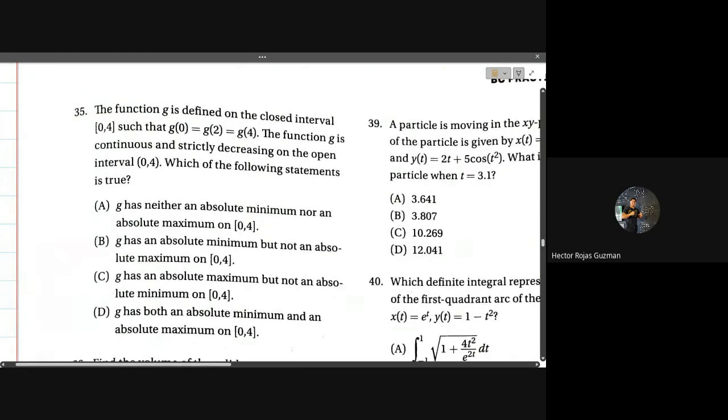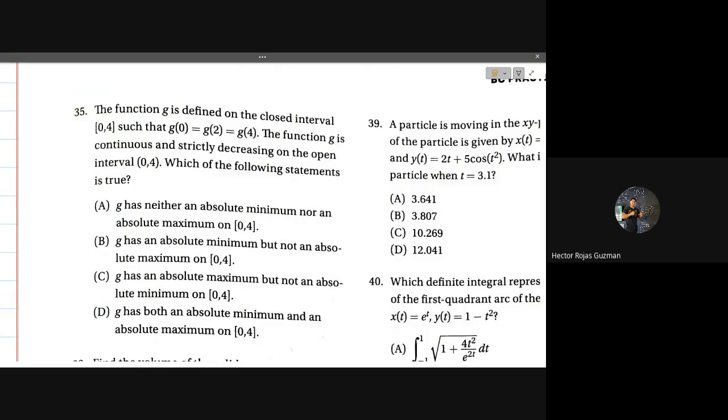35. The function g is defined on the closed interval, and we know that g of 0 is equal to g of 2 and is equal to g of 4. The function g is continuous. Okay, it's continuous and strictly decreasing. Which of the following statements is true? Oh, that one's tricky. So we have a function from 0 to 4, and the only thing you can do is decrease. That's it. From 0 to 4, it's decreasing.